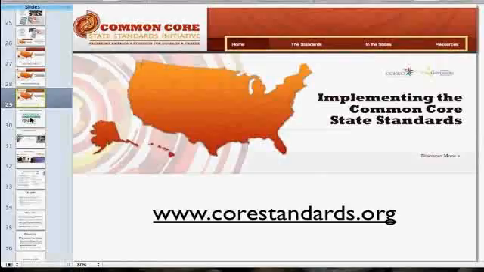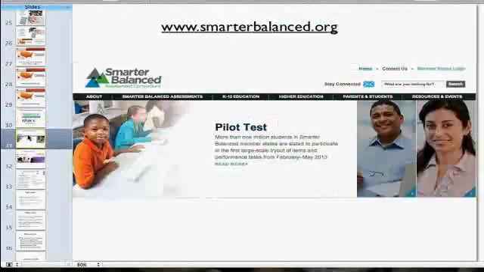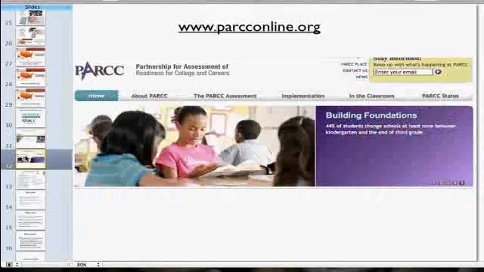The other thing that I wanted to mention is the next generation assessments that are attached to the Common Core standards. Now there are two different consortia. There's a Smarter Balanced consortia and PARCC. And I'm going to show you very briefly what Smarter Balanced, the website, the name of it, and what it looks like. I just took a screenshot so you would recognize it. It's another website that is extraordinarily helpful and loaded with information. And this is PARCC, parcconline.org. Again, very, very informative.